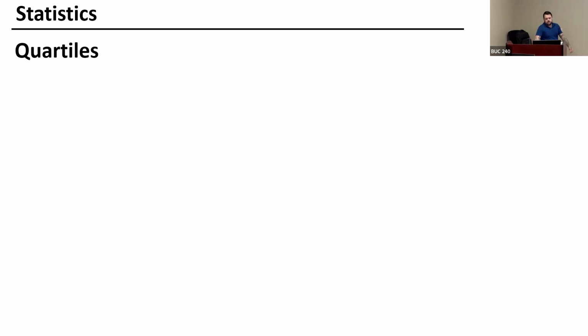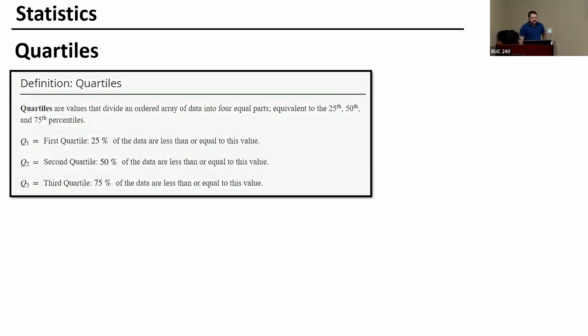Quartiles. Quartiles are values that divide an ordered array of data into 4 equal parts, equivalent to the 25th, 50th, and 75th percentiles. This is part of your percentile quiz now. We are actually at the end of that. You have a Q1, first quartile, Q2, second quartile, and third quartile. Well, what is that?